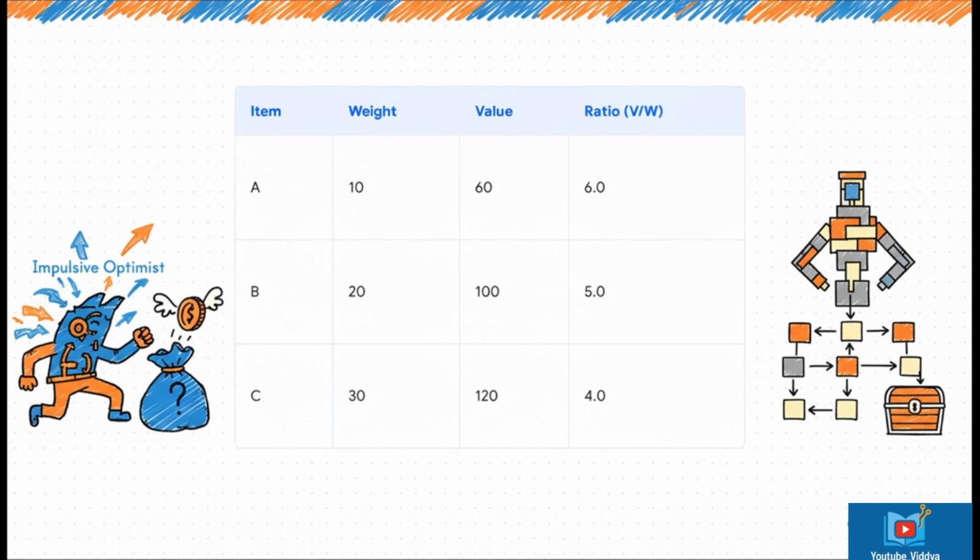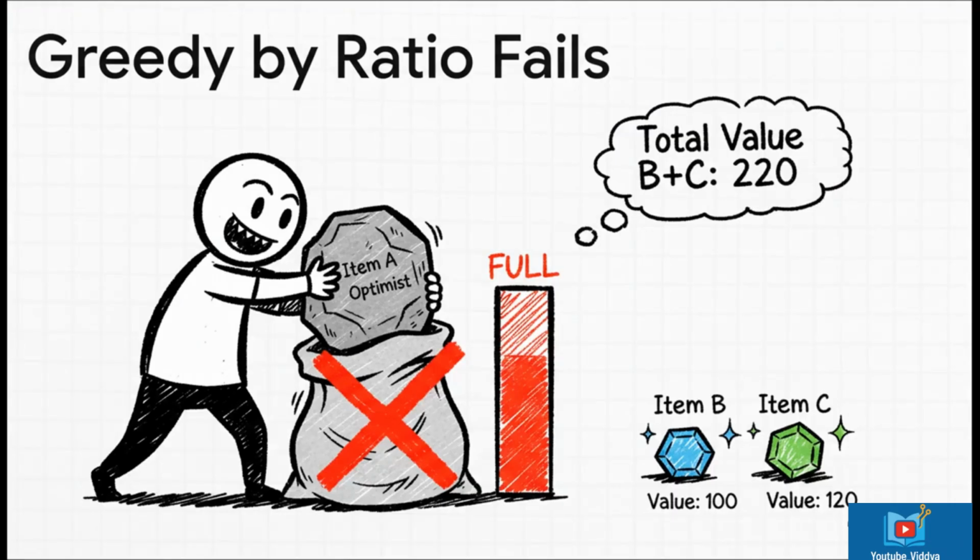You can't take fractions. A greedy person might think, aha, I'll calculate the value per pound for each item and just start packing the most valuable stuff first. Seems logical, doesn't it? But watch what happens. If you greedily grab that item with the best value to weight ratio, it might be a really heavy item that pretty much fills up your whole bag.